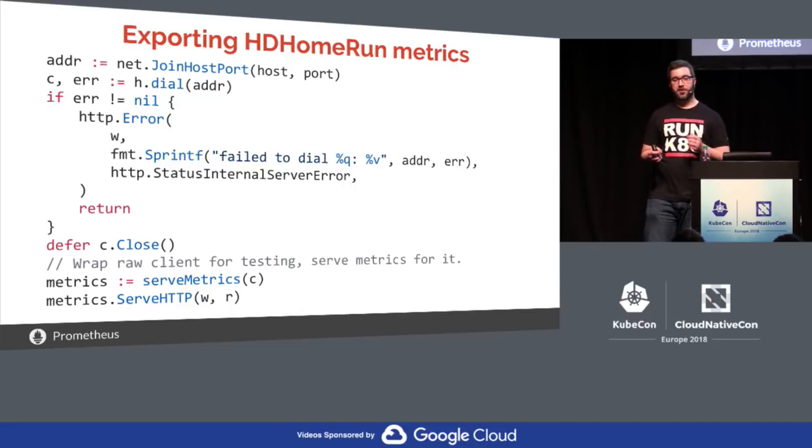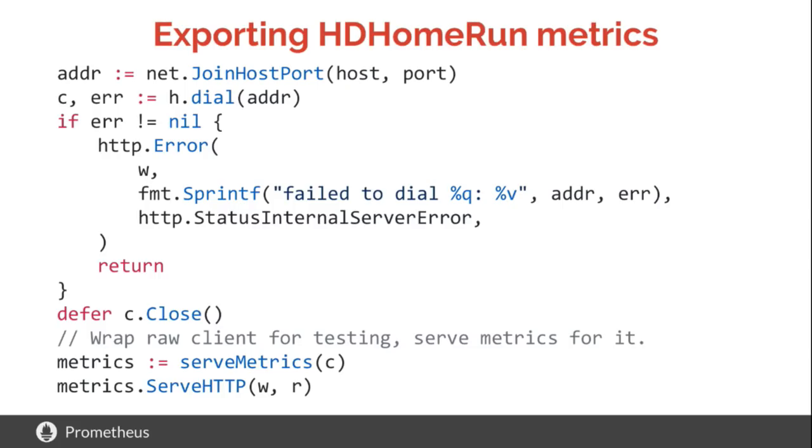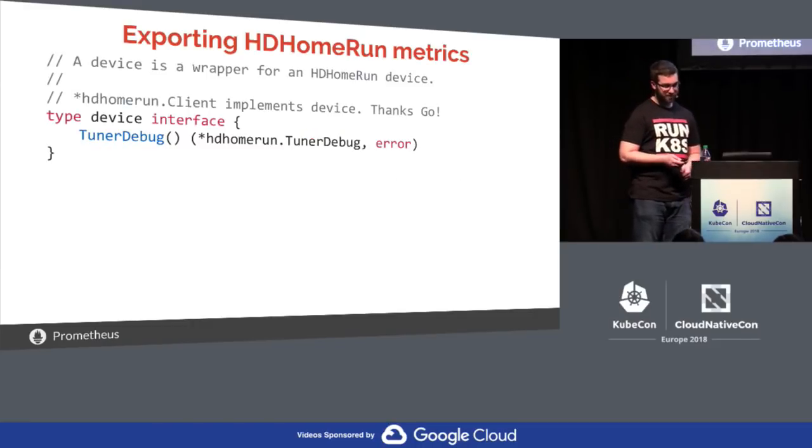If it fails, we return an HTTP 500, so Prometheus can know something is wrong. But if it succeeds, we're going to defer closing the client. We're going to wrap it in a small interface for testing, and we're going to actually serve the metrics for it. So what might that interface look like?